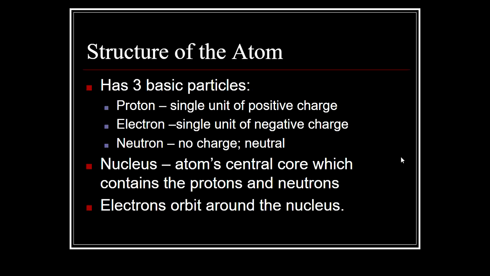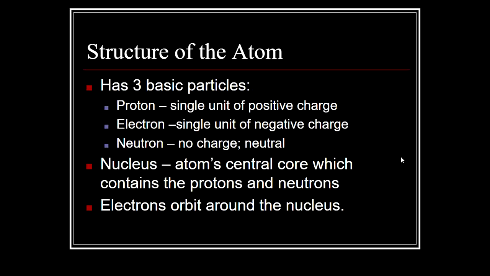Protons and neutrons reside inside the nucleus. Protons are single units of positive charge. Neutrons are neutral, meaning they have no charge. Therefore, the nucleus of all atoms has an overall positive charge. The electrons are found outside of the nucleus in this cloud orbiting around the nucleus.